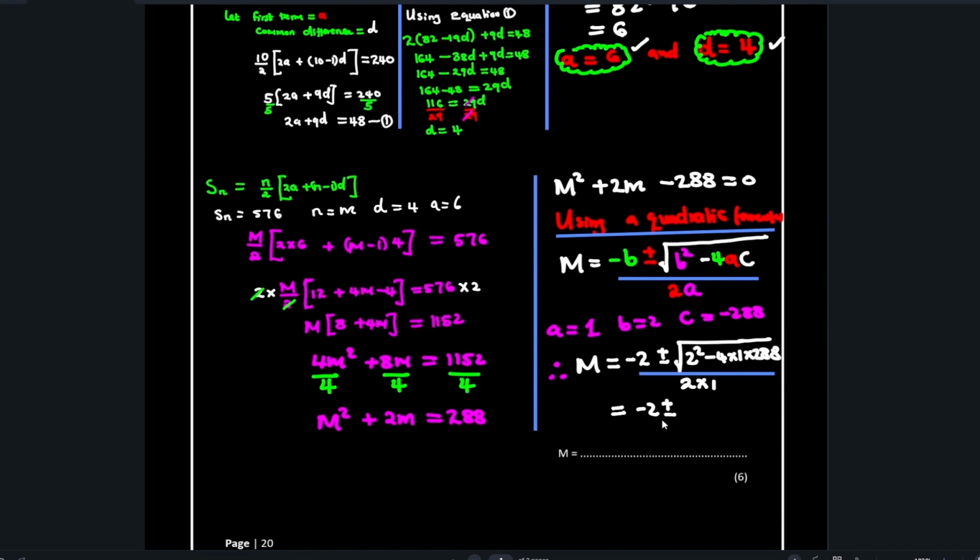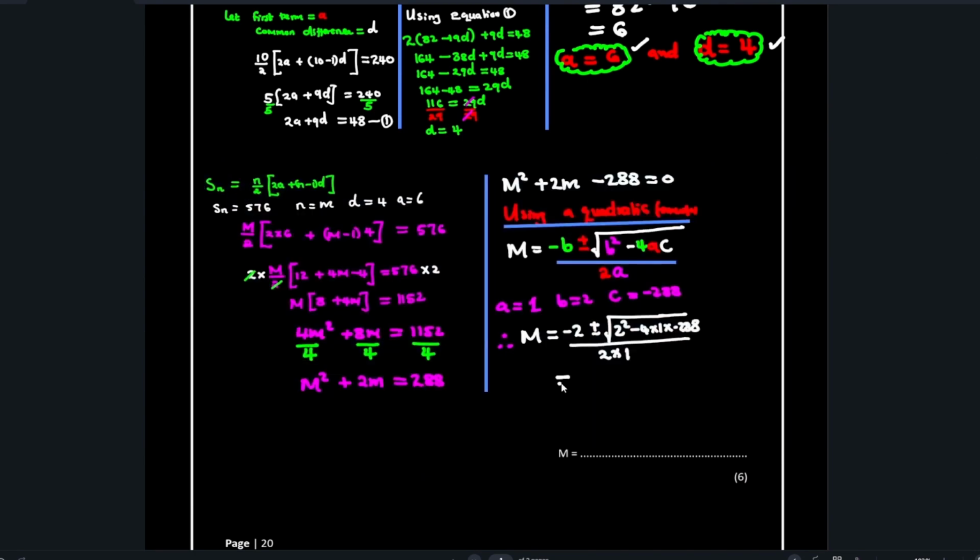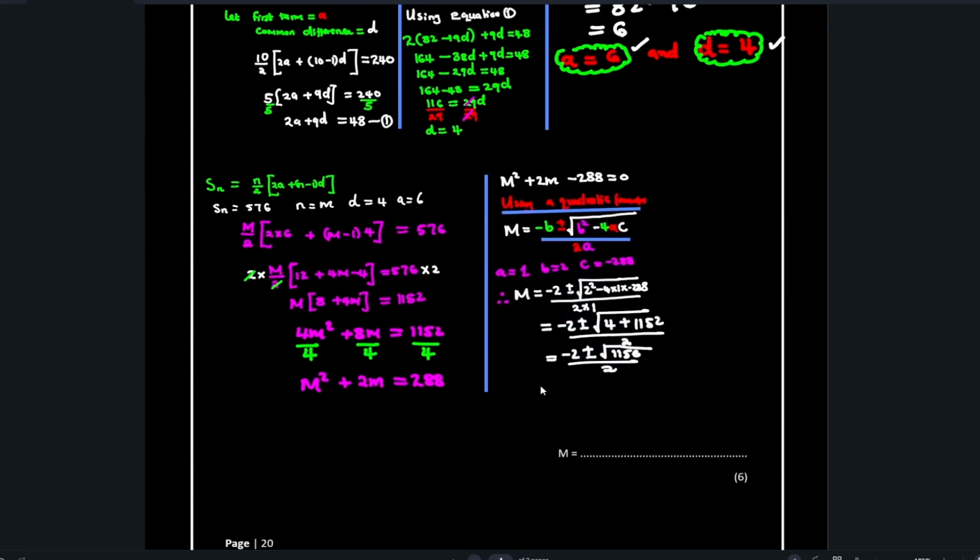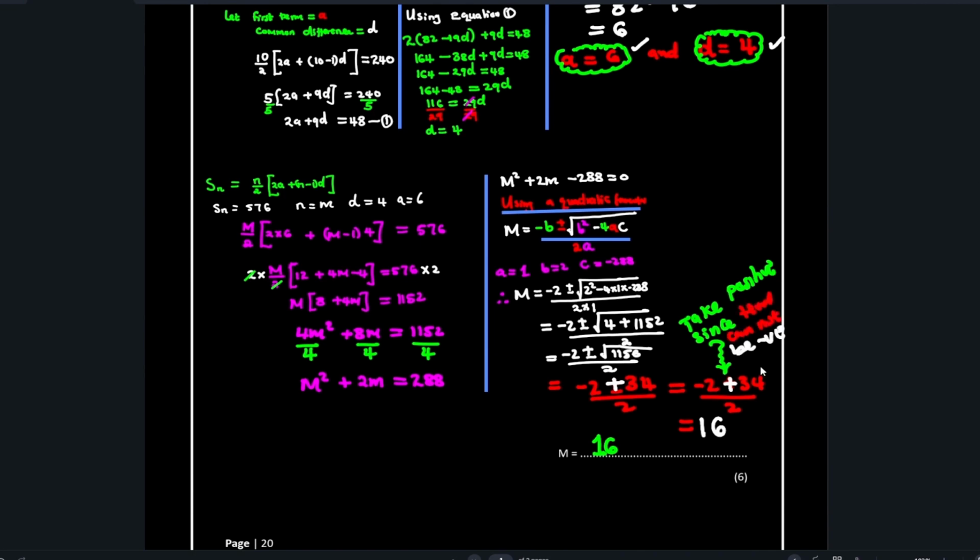We know that m is going to be a positive number. There's no way m can be negative, because we are finding the number of terms, and the number of terms is positive. When you solve a quadratic equation, you will get 2 answers, so in that case we don't expect to take the negative part of our answer. So with negative 2 plus or minus 34, we take only plus 34, divide by 2, and our answer is 16. So m equals 16, and we take the positive since the number of terms cannot be negative.